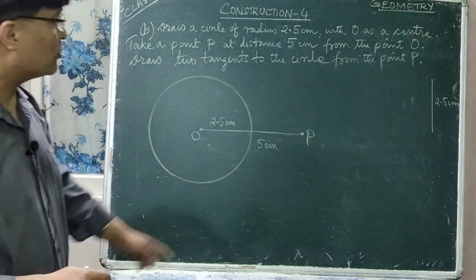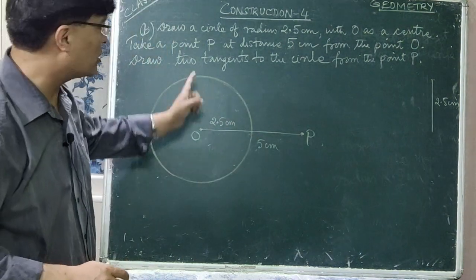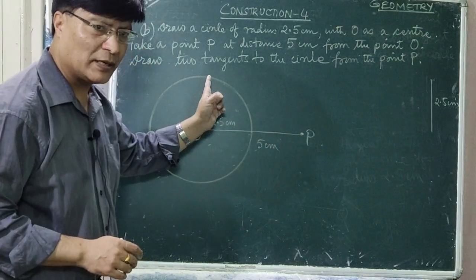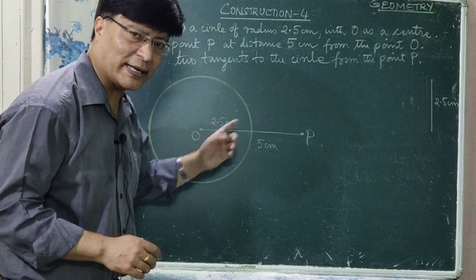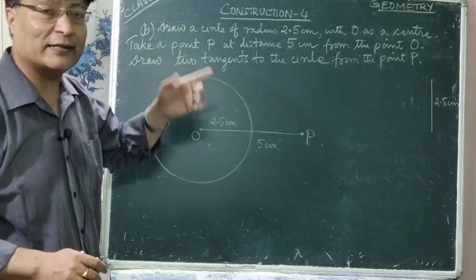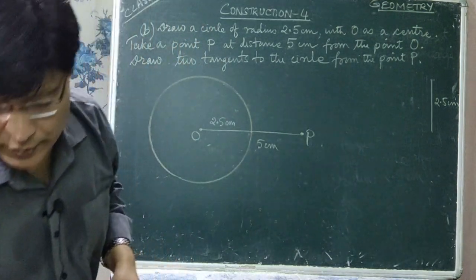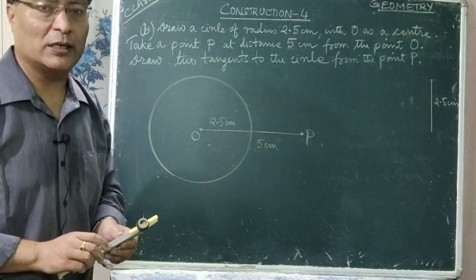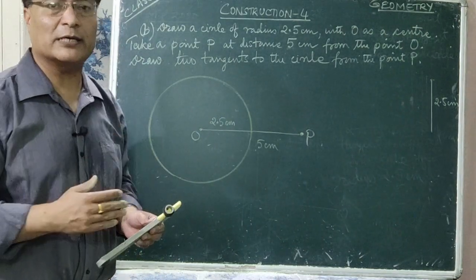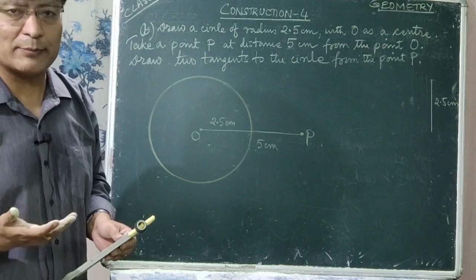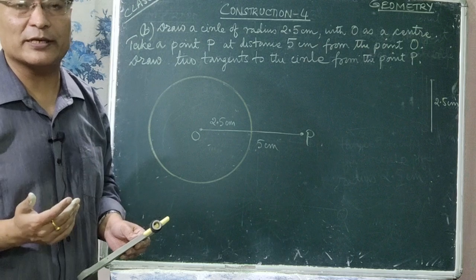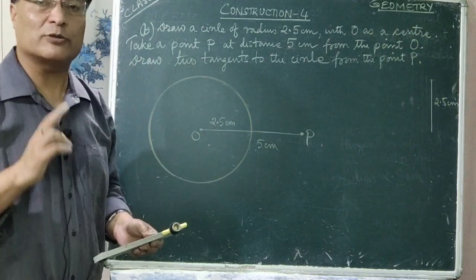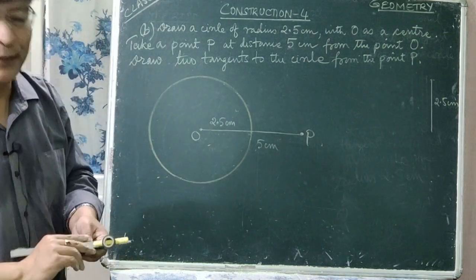Now what will you do? You have to draw two tangents to the circle from the point P. Now you have to bisect this straight line OP so that we can get the center of the circle here. Okay, you have to draw a full circle out here. So in the previous case, we have drawn only the semicircle, and in that case we have drawn only one tangent to the circle from the external point. But in this case you have to draw two tangents from the external point P.